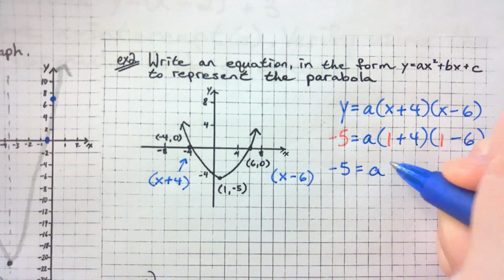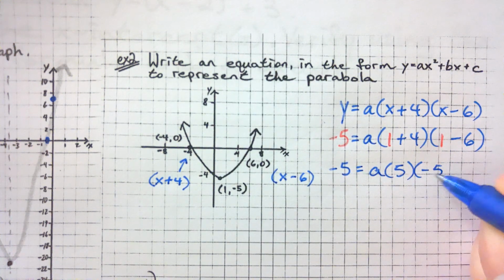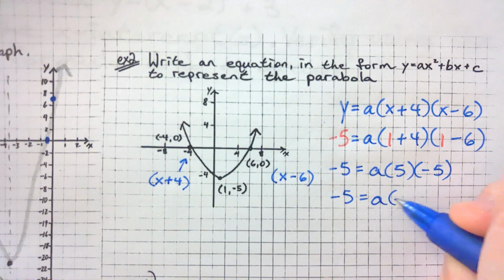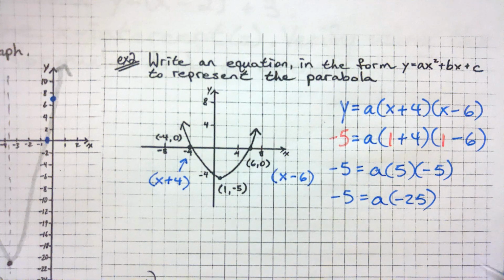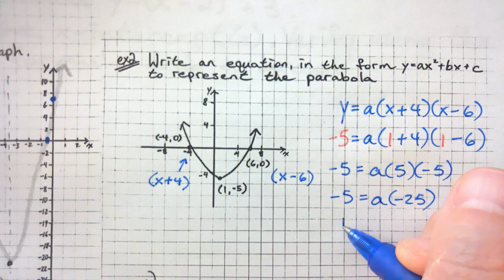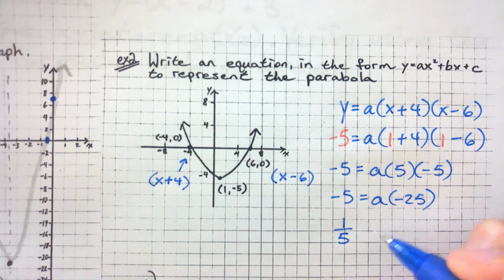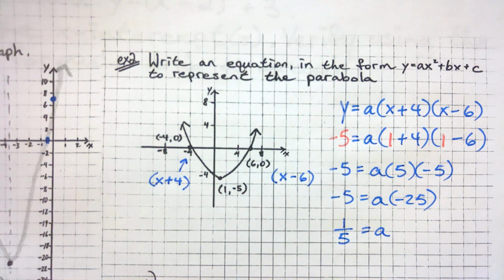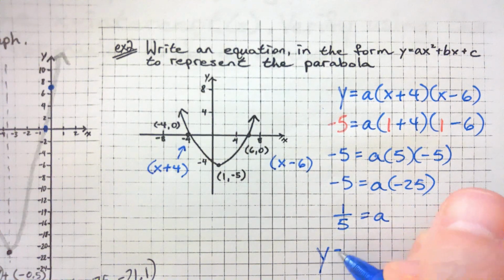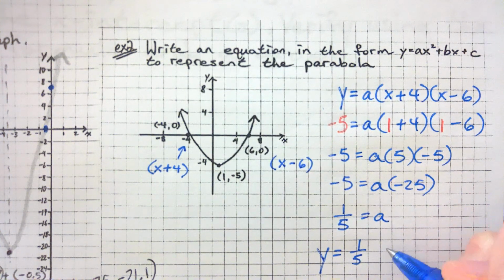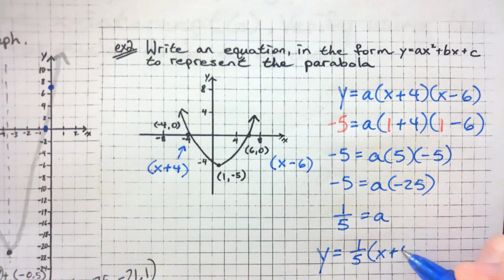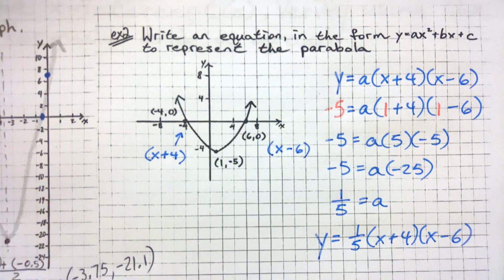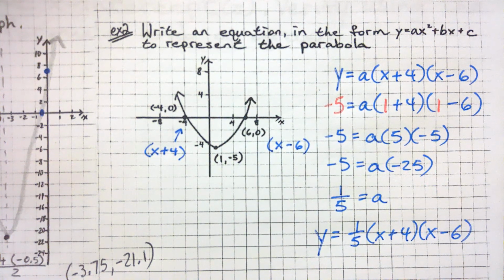Okay. So 5 times -5, you get -25. So when you divide it, you get 5/25, which is 1/5. Okay. So my standard equation, y equals 1/5 (x plus 4)(x minus 6). Right?